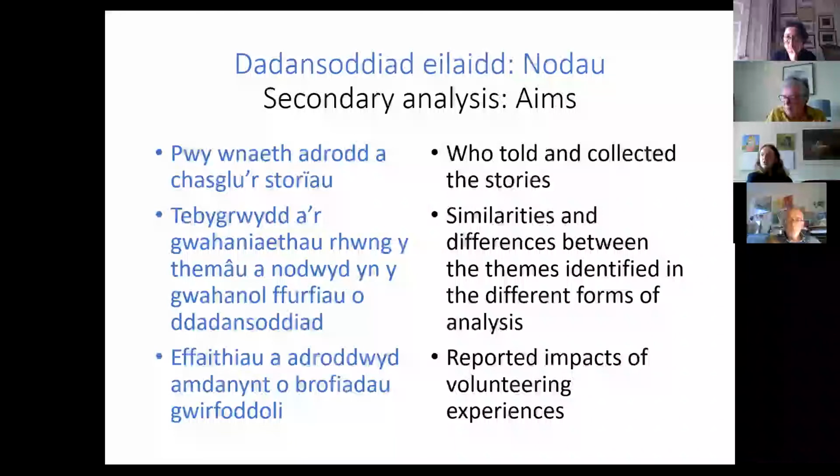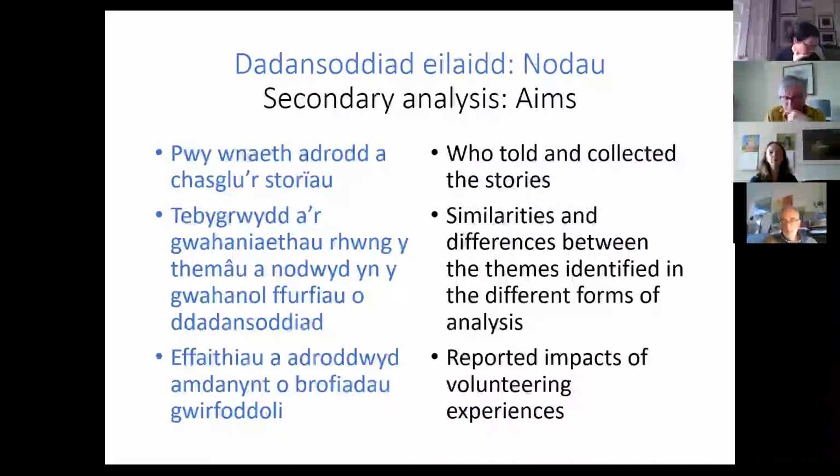So the analysis question we had was, what changes or impact occurs from working with others to support prevention and well-being objectives? And the aims were to explore who told and who collected the stories, and the similarities between the different types of analysis in terms of the themes identified.